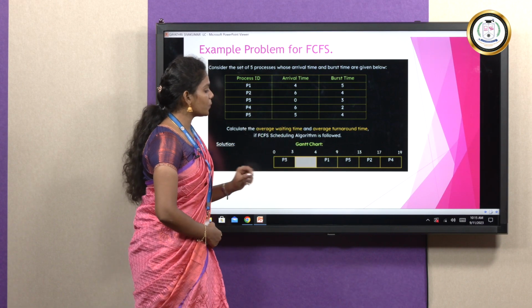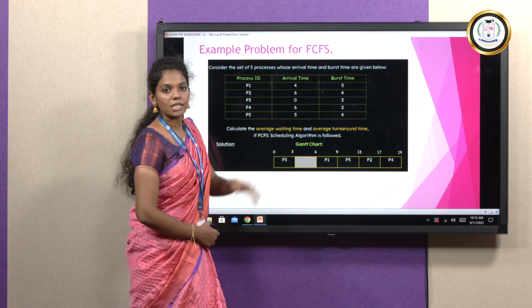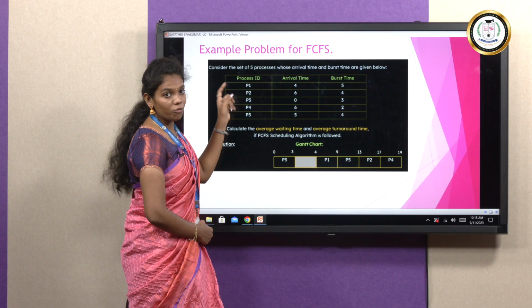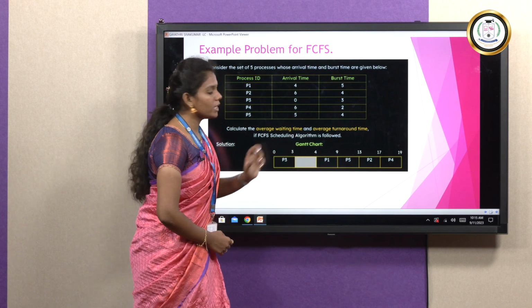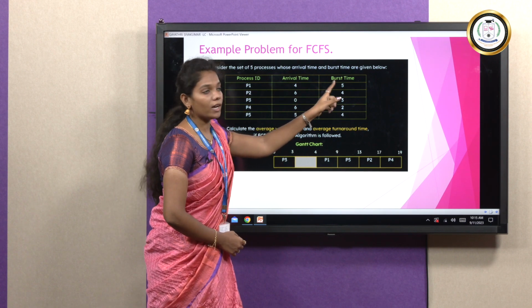Moving on to the next process, here I have 3. After 3, check which is the next number, which is 4. You can find a 4 which is occupied by the process P1. So now P1 is going to occupy the next position. P1 has an arrival time of 4 and a burst time of 5.